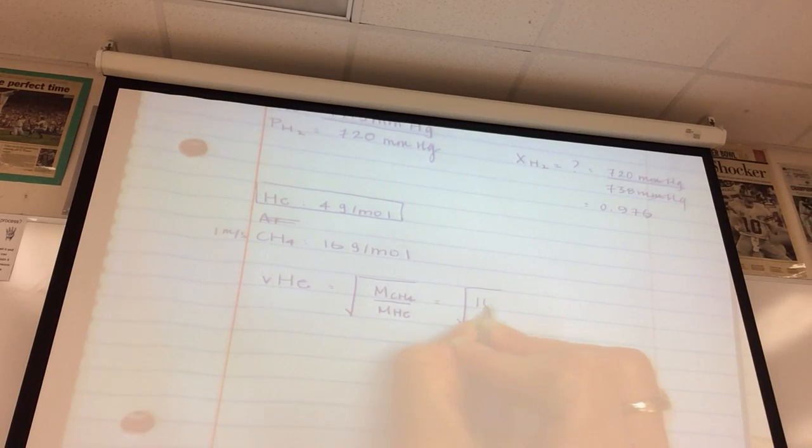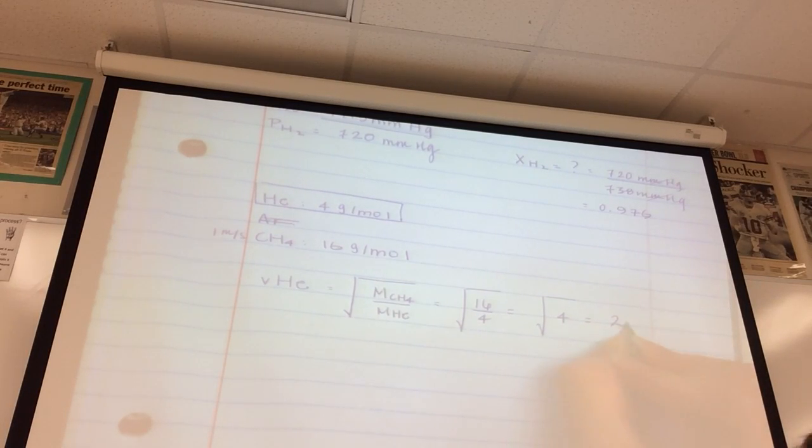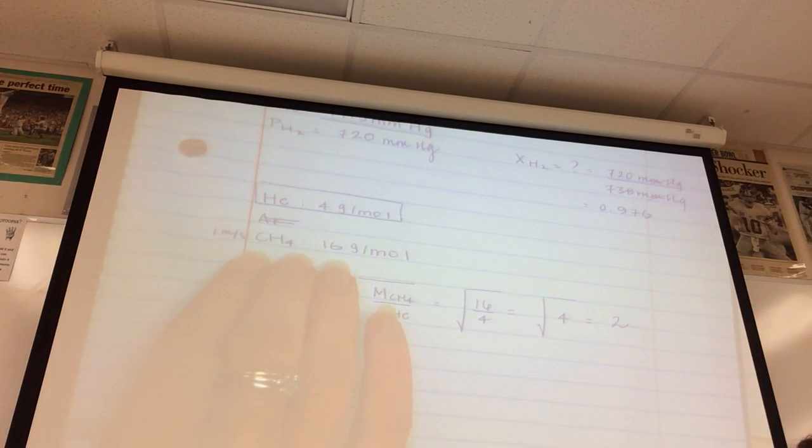You are correct. But it's 2 times. All right? So helium moves at twice the speed that methane does. Could it ask how much slower? Always set the slower one at 1.